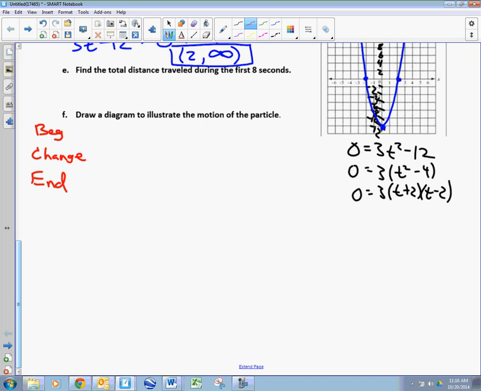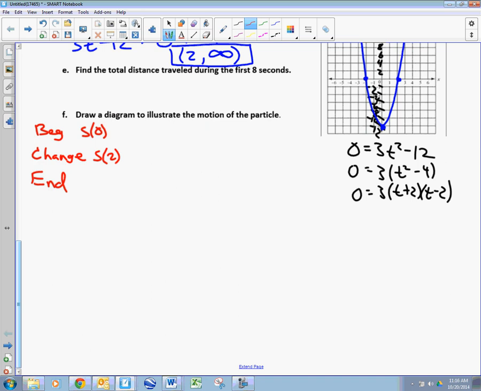What's our beginning time? When we start the clock, what's our beginning time? 0. So we want to find our position at 0. So we will find S of 0. When did we change direction? At negative 2 and positive 2. But we're not concerned about negative 2 because that's not in our time frame. So we changed direction at 2, so I want to know where I am at S of 2.